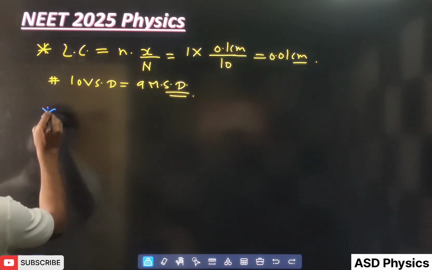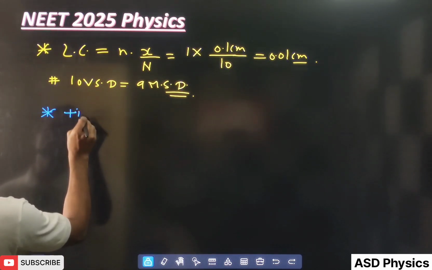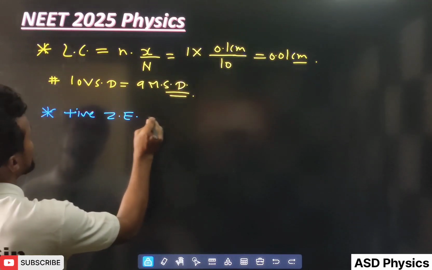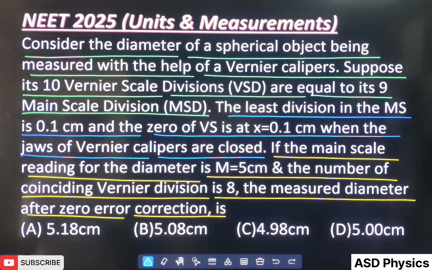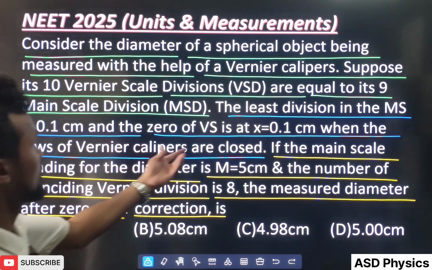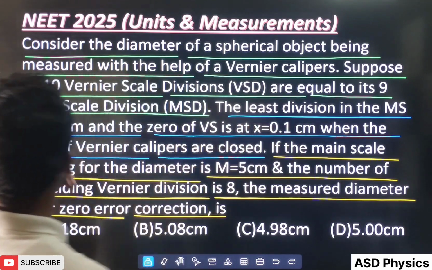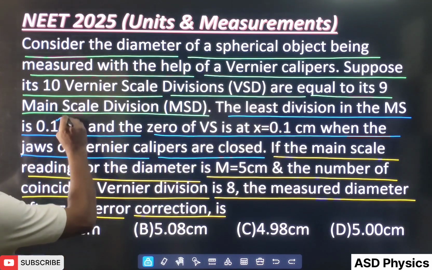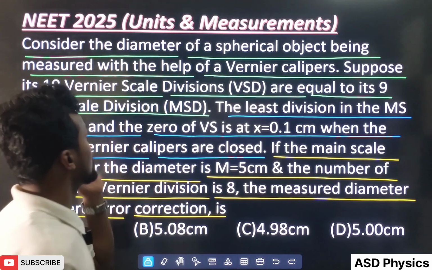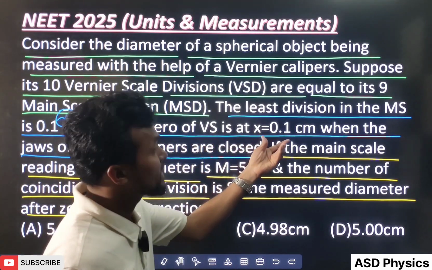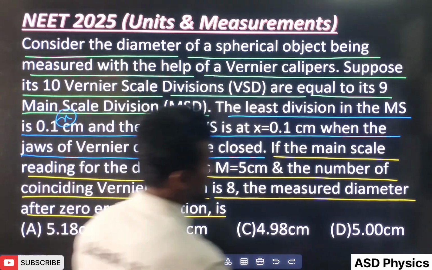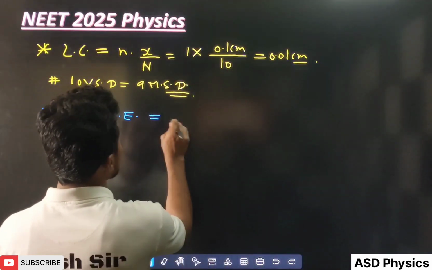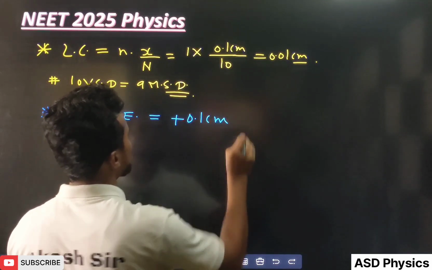After that, we'll go for the error. Nothing is mentioned, which means it will be a positive zero error. This positive zero error is given by which division is coinciding. The least division in the main scale is 0.1 centimeter, that is the value of x. And the zero of the Vernier scale is at x equal to 0.1 centimeter when the jaws of the Vernier calipers are closed. So they have given the error as 0.1 centimeter.